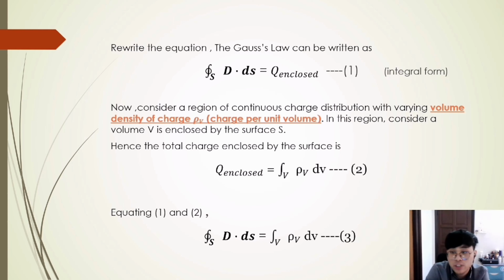Now let us consider a region of continuous charge distribution with varying volume density of charge rho V, which is charge per unit volume. In this region, consider a volume V enclosed by the surface S. Hence, the total charge enclosed by the surface can be expressed as the volume integral of charge density. If we equate equations 1 and 2, we get a new equation for Gauss's law: the surface integral of electric flux density is equal to the volume integral of charge density.